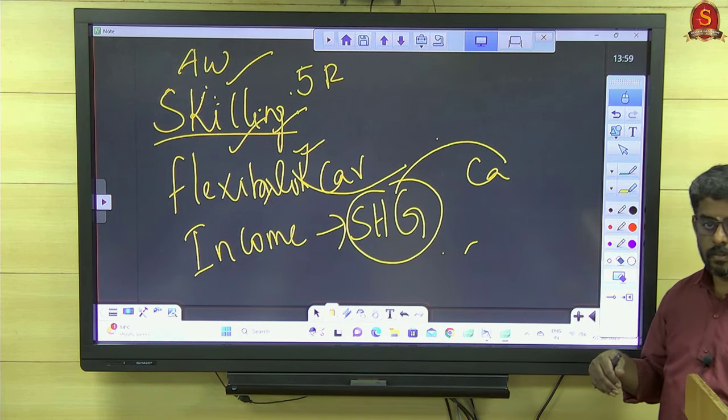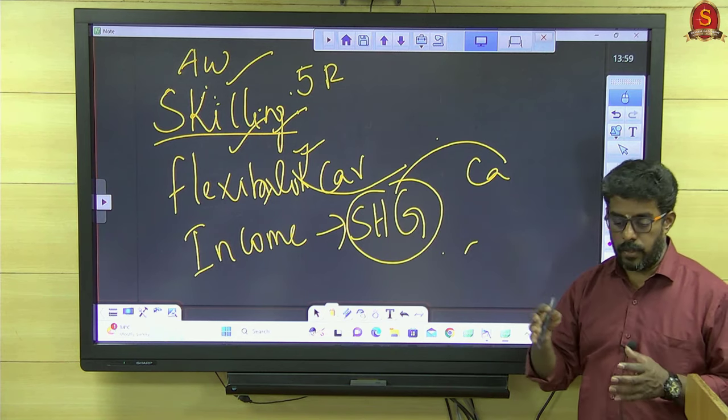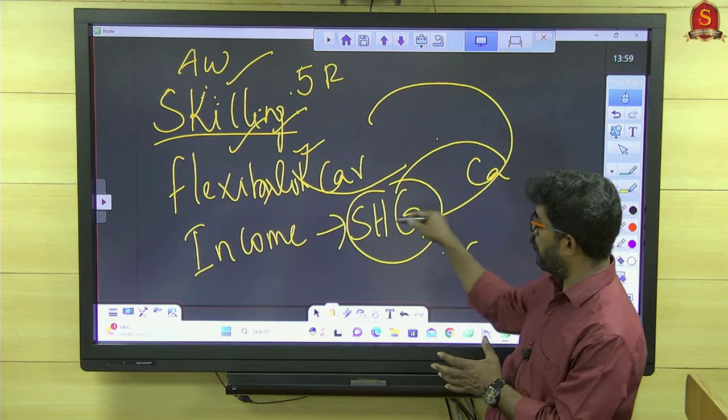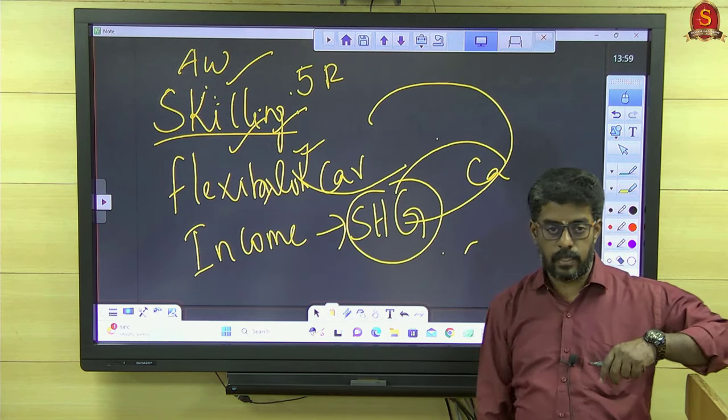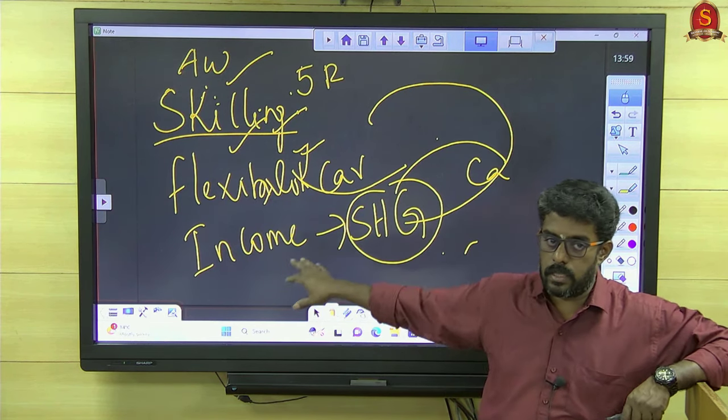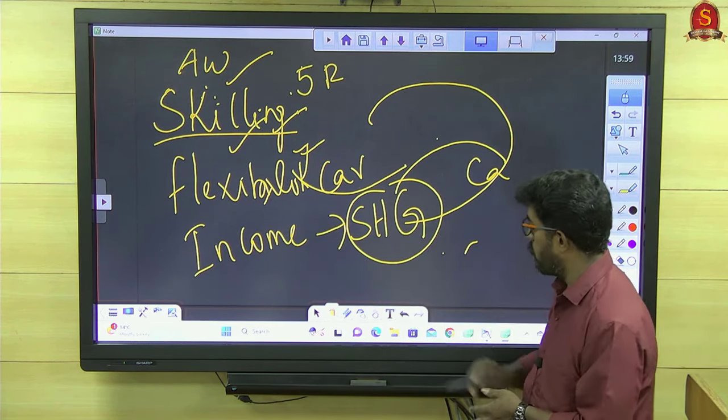Okay, now let's continue. So here we should write about how the care economy can be monetized with the help of SAGs. How the SAGs can provide income earning opportunities to the women. You write about this point. Then you write about, this is about SAG.